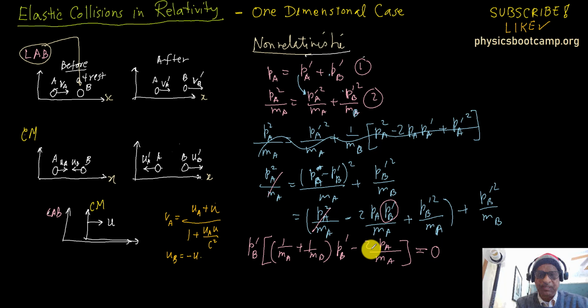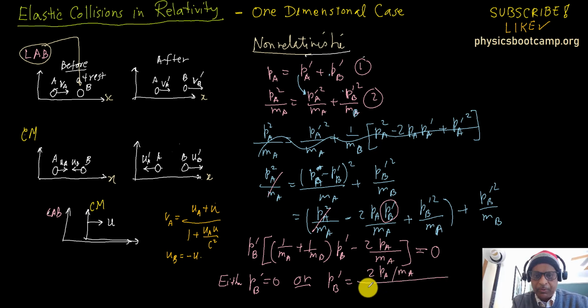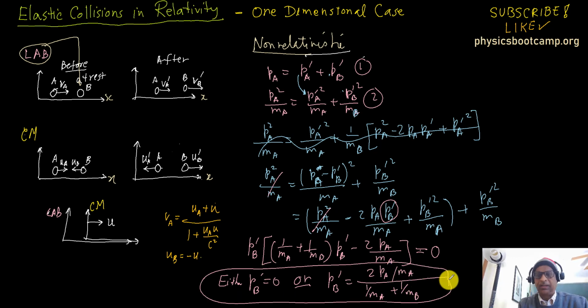Now it's very easy to see. PB prime is either 0, where it doesn't even see the other particle, it just goes through, or PB prime is this whole thing: 2PA over MA, over 1 over MA plus 1 over MB. So there are two choices here, and we should explore what those choices are.